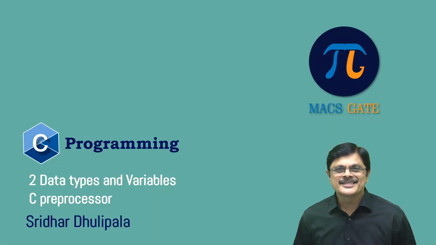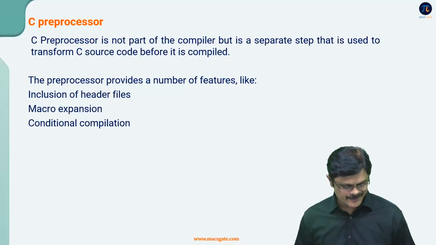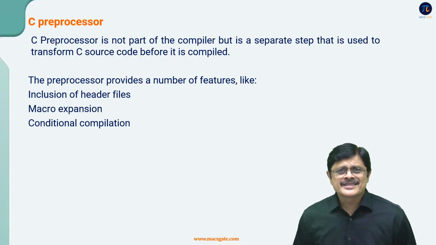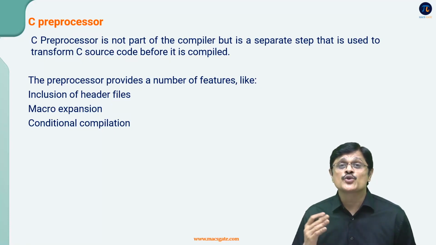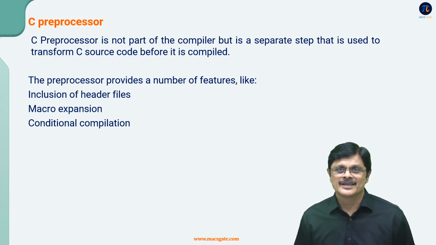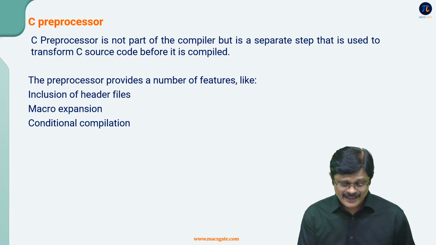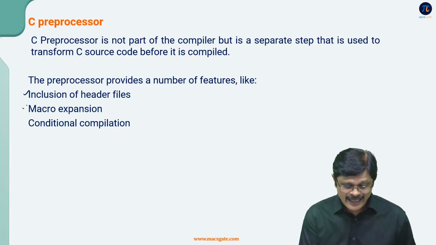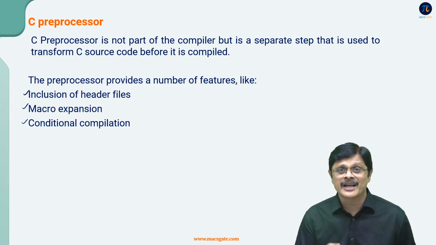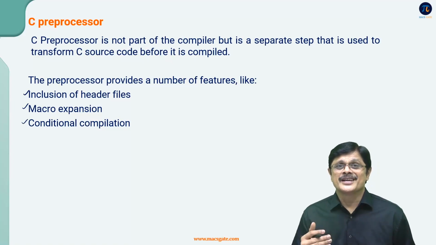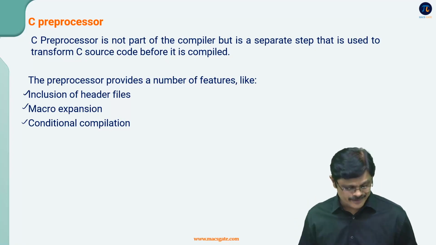Welcome back. In this session, we discuss the C preprocessor. The preprocessor in C language is not part of the compiler, but it is a separate step that is used to transform the source code before compilation. This preprocessor has a number of features like inclusion of header files, macro expansion, conditional compilation, etc., which are used to transform or expand the source code.